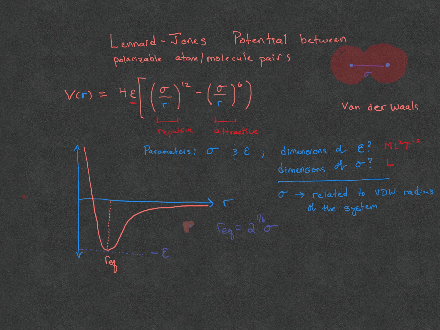So that's the other point, that epsilon is related to the depth of the potential well. Okay. So the deeper the potential well, meaning the larger the magnitude of epsilon, the more attractive the interaction is at the equilibrium separation. Okay.